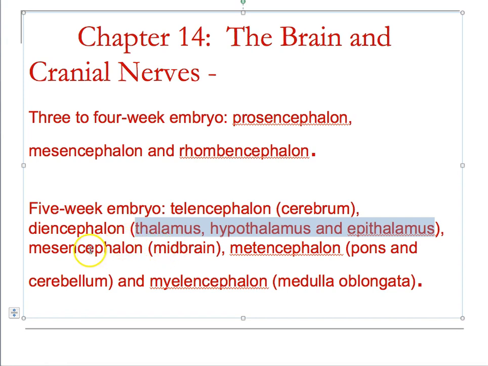The midbrain is derived from the mesencephalon, and the metencephalon gives rise to the pons and the cerebellum, as well as the myelencephalon giving rise to the medulla oblongata. And we've seen all of these inside labs.